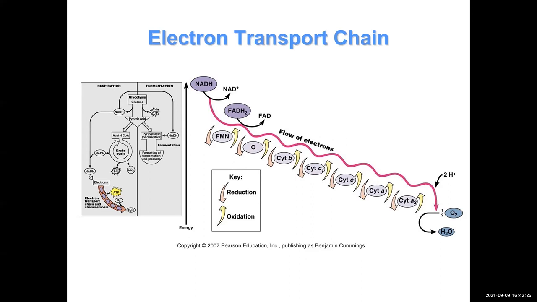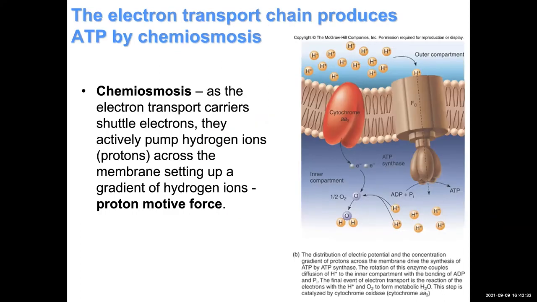As a result, it will generate less protons. So what happens is you create a gradient, and you have many protons or hydrogen ions on the outer compartment compared to the inner compartment. And so what happens is a process referred to as chemiosmosis. The electron transport chain produces ATP by chemiosmosis.